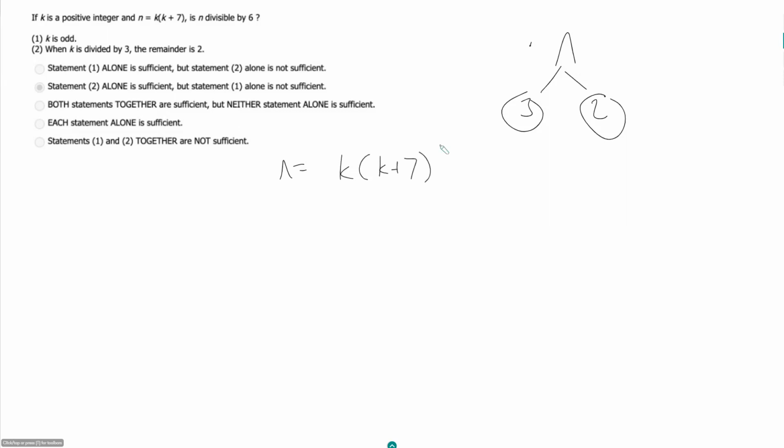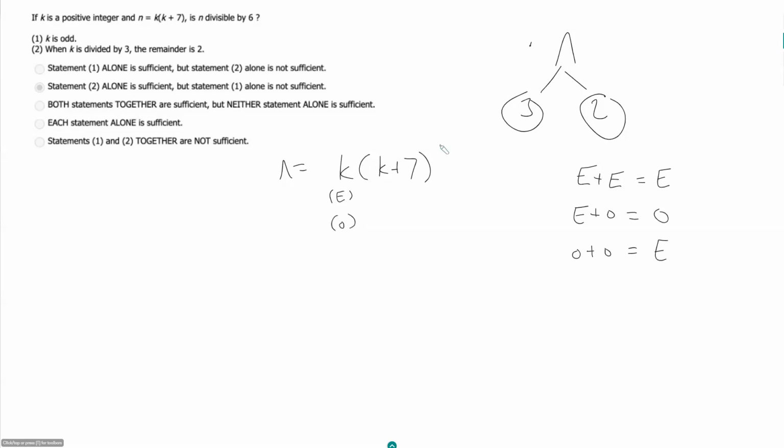So what are our even and odd addition rules? Even plus even, 4 plus 4 is 8, will always be even. Even plus an odd, 4 plus 3 is 7, will always be odd. Odd plus odd, 3 plus 3 is 6, will always be even. So our only two possibilities here are k can be odd or k can be even. Let's see what happens in each case.